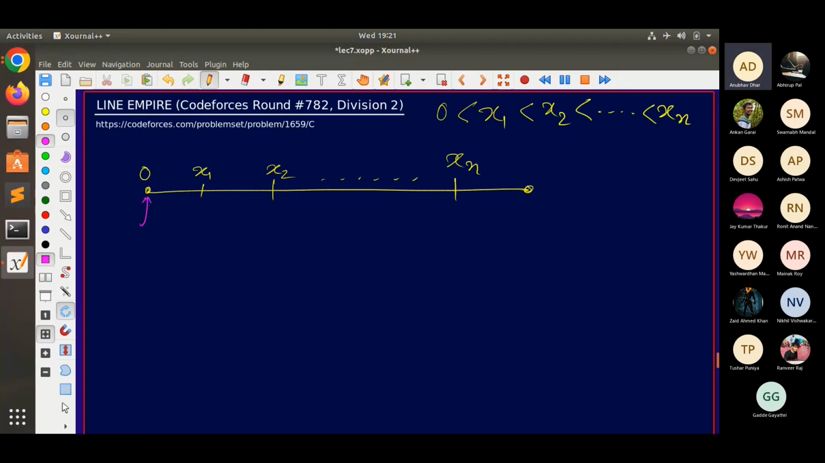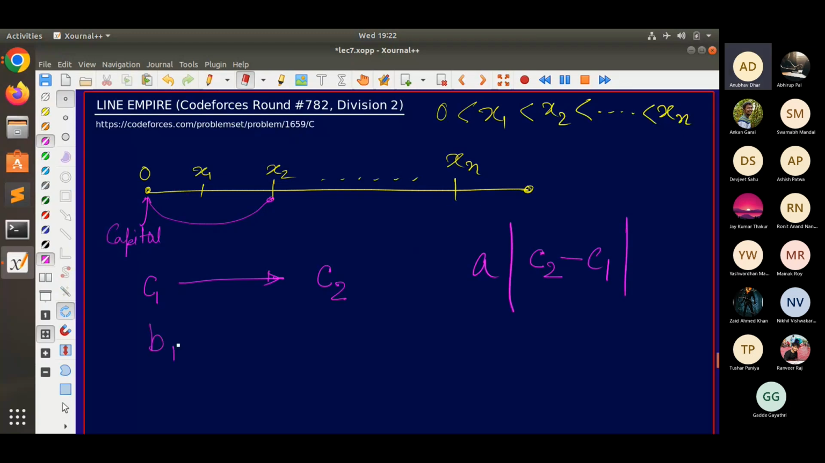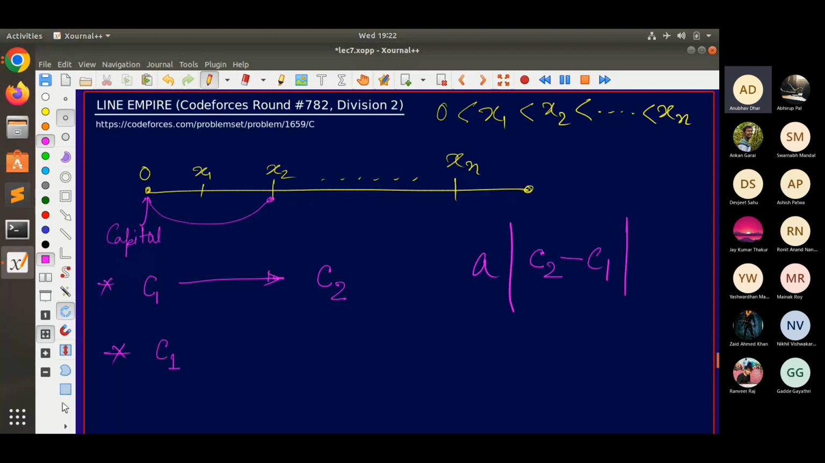Now, what this emperor can do is conquer any city from its capital, and to do so, he needs to pay a cost. So, if his capital is at C1 and he wants to conquer some region at C2, then he needs to pay a cost of A times the absolute value of C2 minus C1. The second thing the emperor can do is, if his current capital is at C1 and he has conquered some portion on this number line at coordinate C2, then he can move his capital to C2 by paying a cost of B times the absolute value of C2 minus C1.